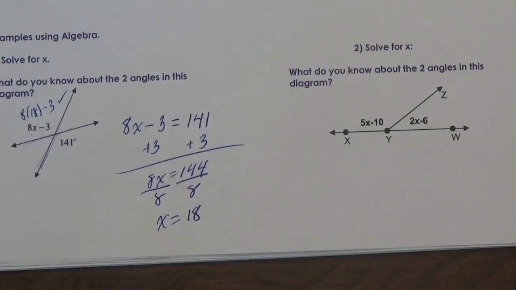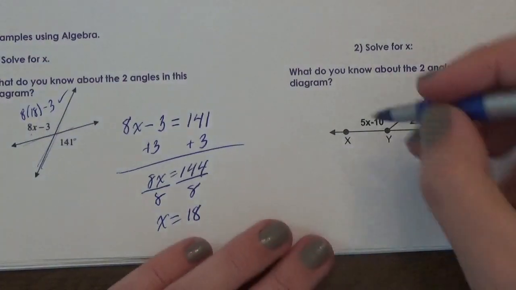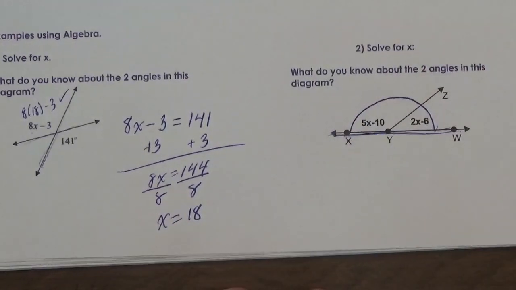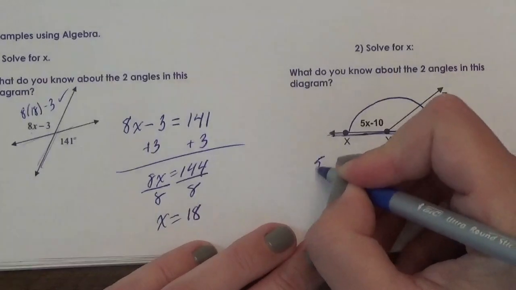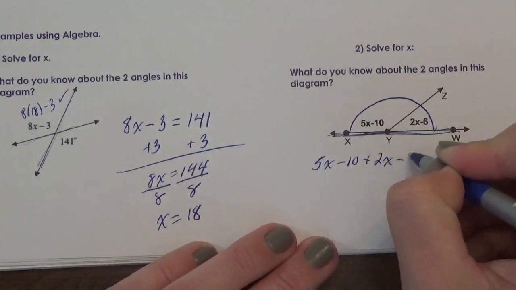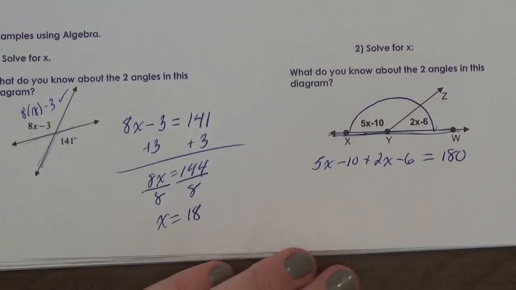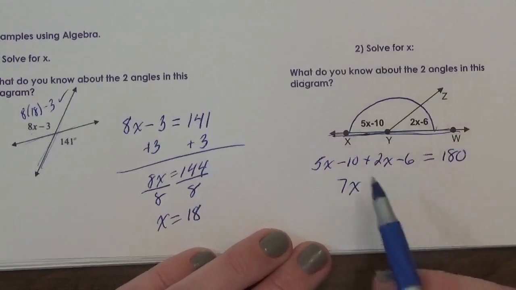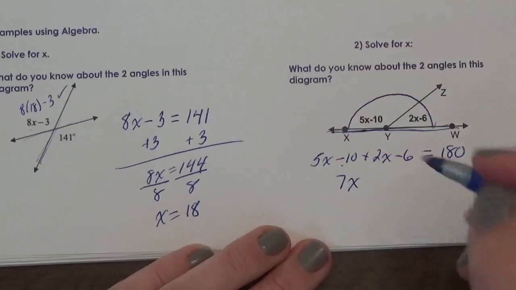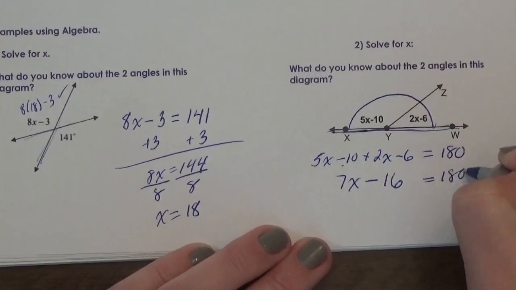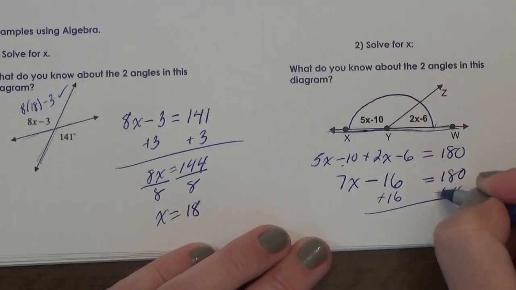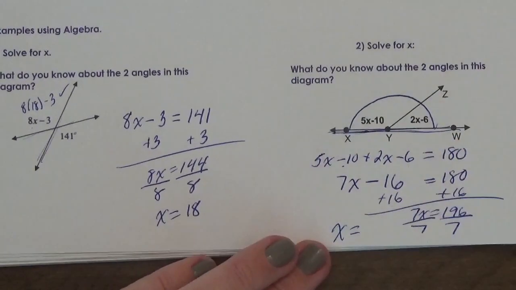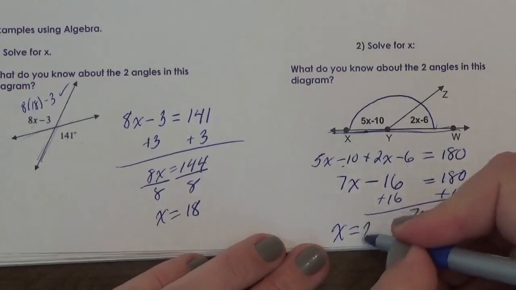Number 2, solve for x. What do you know about the two angles in this diagram? I always, if it's a straight line, see that they add up to 180. So that's the equation I'm going to write. Add them together, and you get 180. So 5x and 2x, that's 7x. Careful, negative 10 minus 6. All right, add the 16. Divide by the 7. 196 divided by 7 is 28.